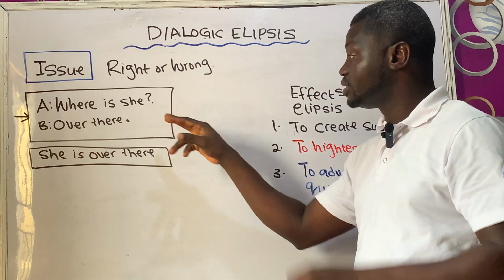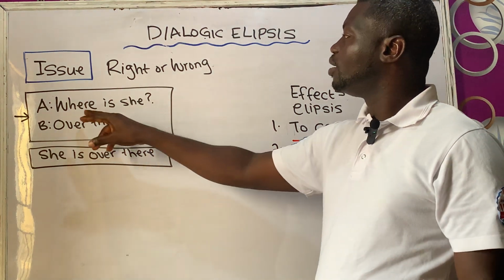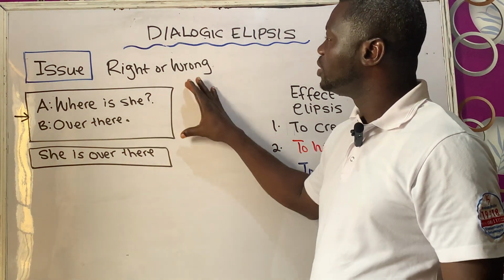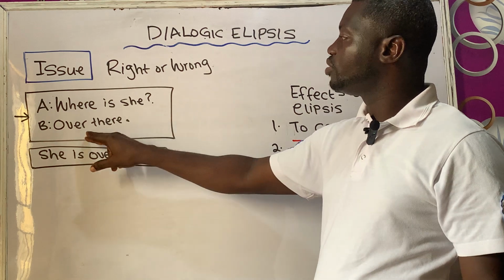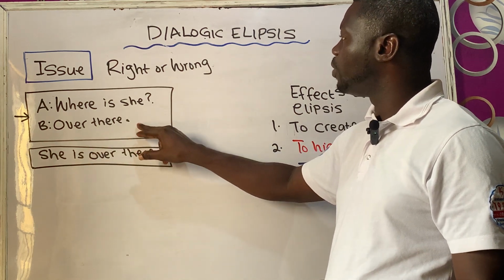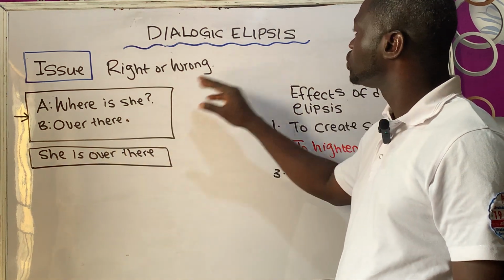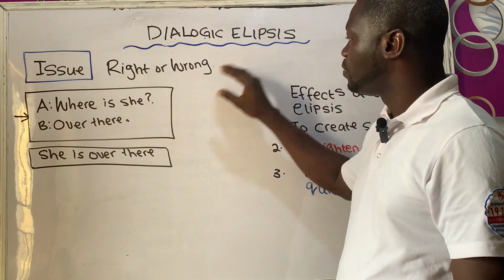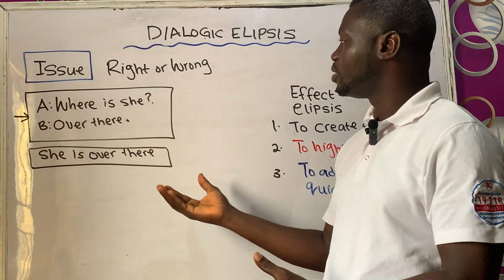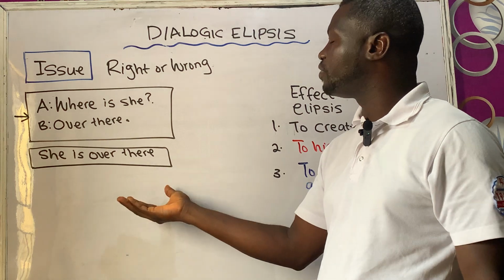Take, for example, I think this is going to make a lot of sense here. "Where's she?" "Over there." There is a dialogue. All right. Now, I would like you to pay attention to the response over there. So this illustrates the use of ellipses. For example, one might be wondering, why is it not in full? Why don't we have the full version?